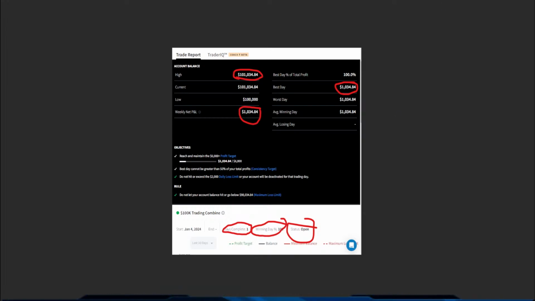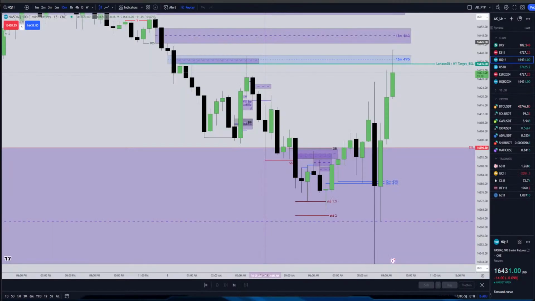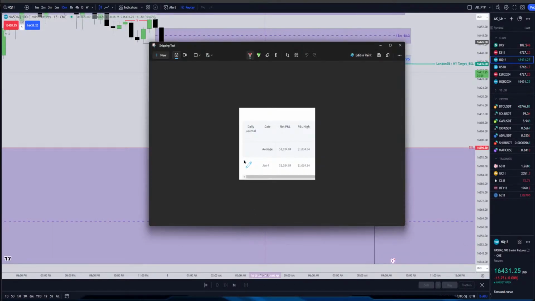So that's day one. I'm going to give you another screenshot so that you can understand that what I'm saying actually makes sense. That's the only day that I traded, January 4th, $1,034.80. So, net PNL high.